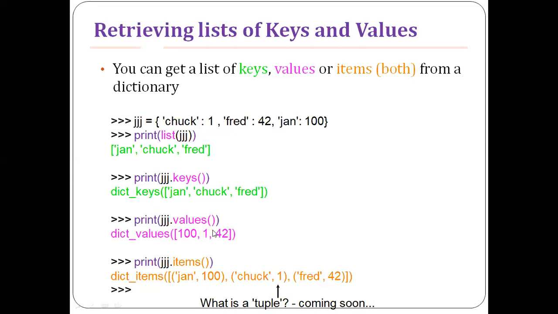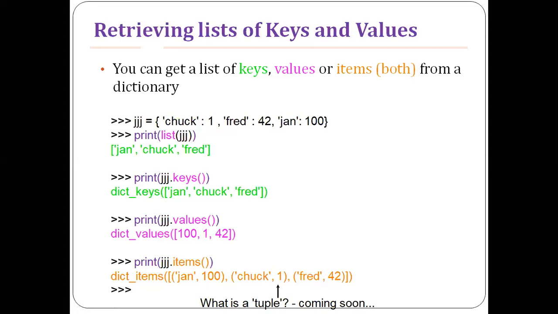And to display all the values in a dictionary, you just use jjj dot values. So here it will display only the values. What are those values? 100, 1 and 42. They are displayed in random order.